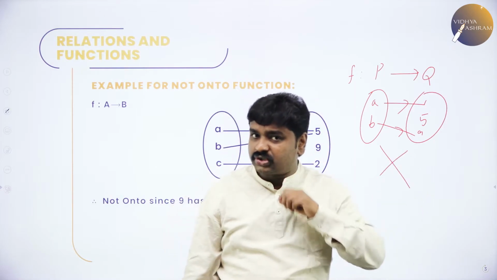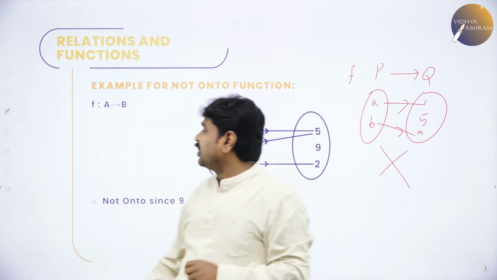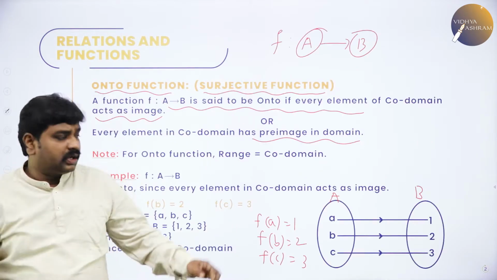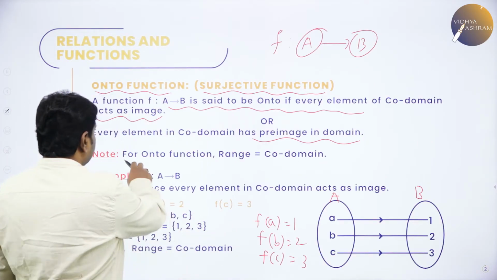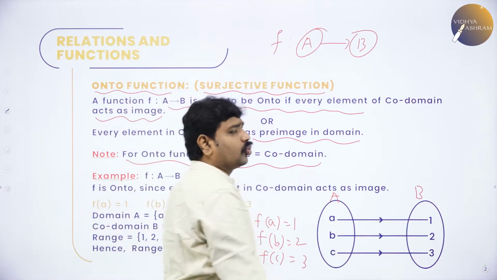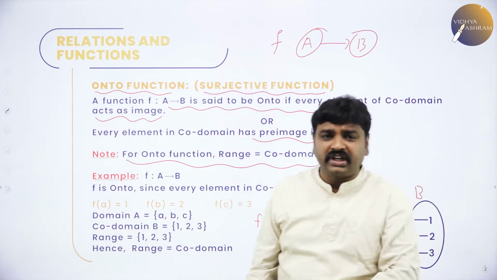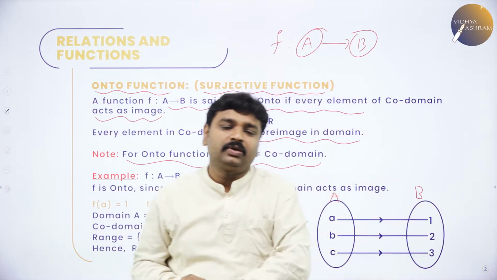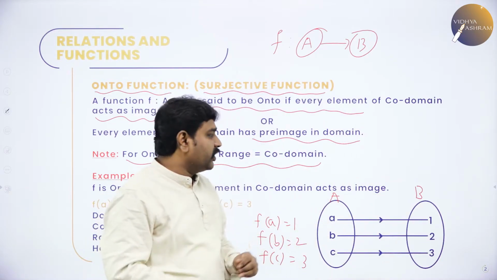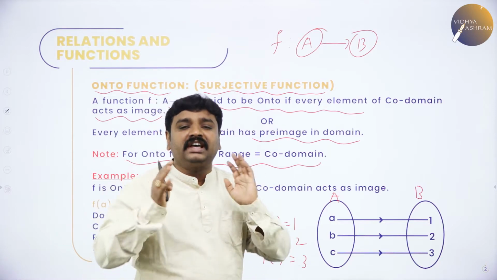Now I hope all of you understood what is onto and the speciality of onto. Look, here I wrote a note for onto function. Range is equal to codomain. What is meant by range? In first year PUC you have studied, range means what? Set of images. What is range? Set of images. Look here, range and codomain both will be the same.